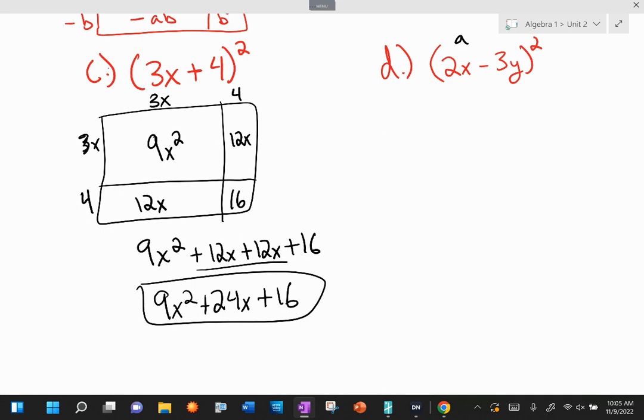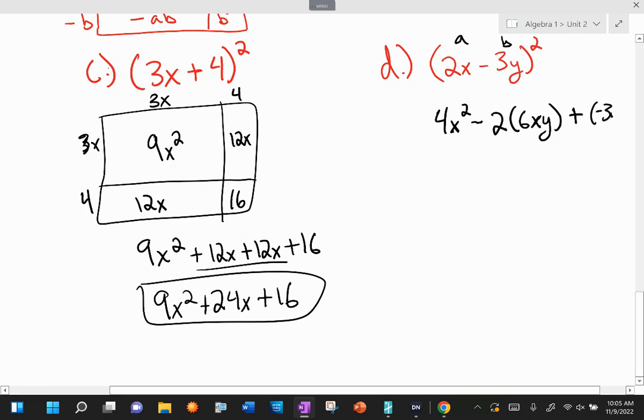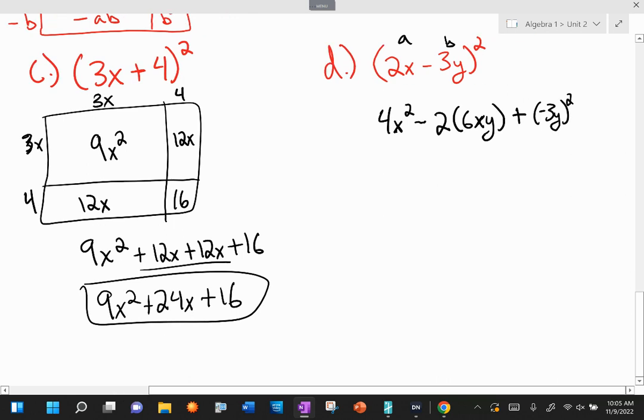2x is A. 3y is B. So 2x squared is going to be 4x squared. Then we will have minus 2 times 6xy plus negative 3y squared. Okay, that would be the first line.